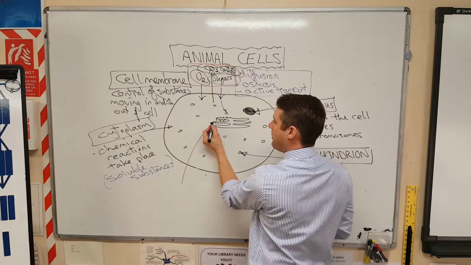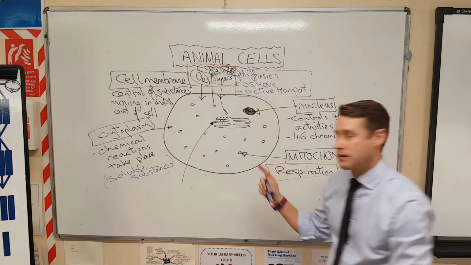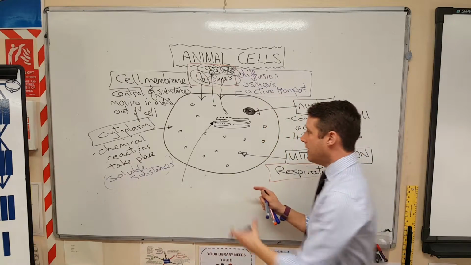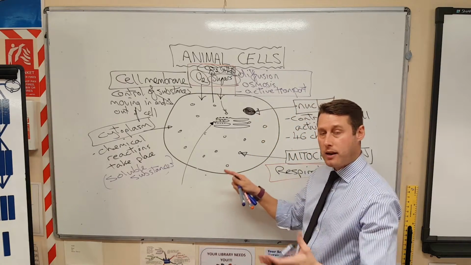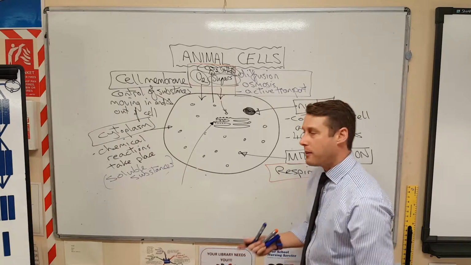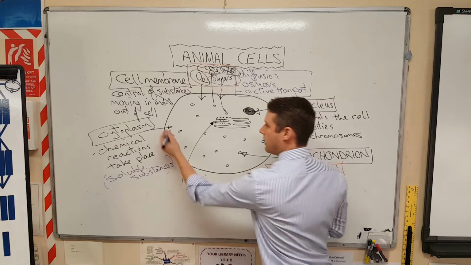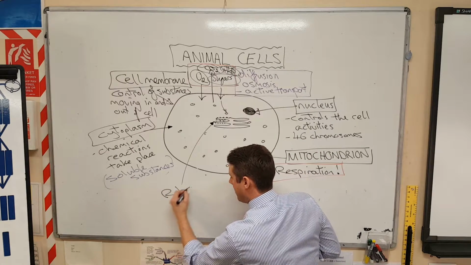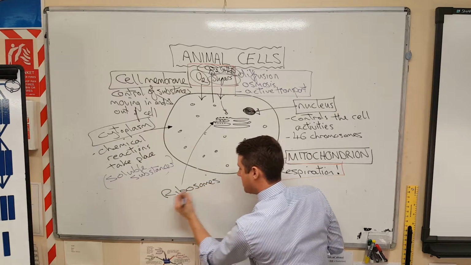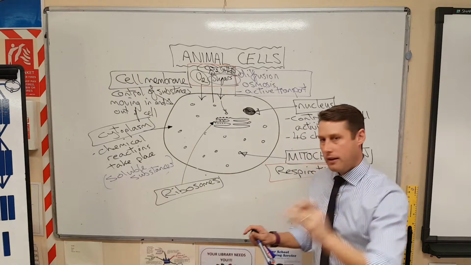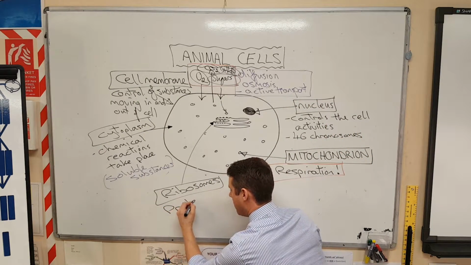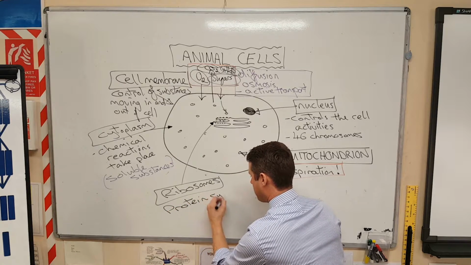Those proteins might be structural proteins in the cell. They might be antibodies to export and help fight disease. They might be hormones which need to go into the blood to help do something around the body to make changes that are long-lasting. We're going to call these ribosomes then, and we're going to think ribosomes means protein synthesis. That means the making of proteins.